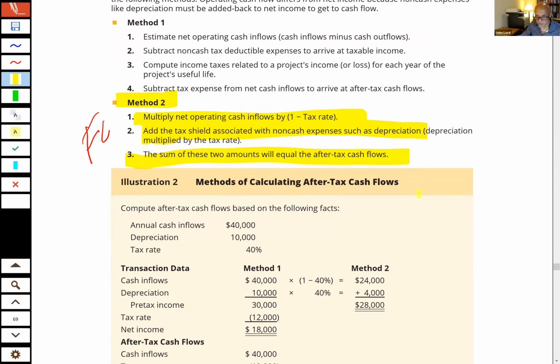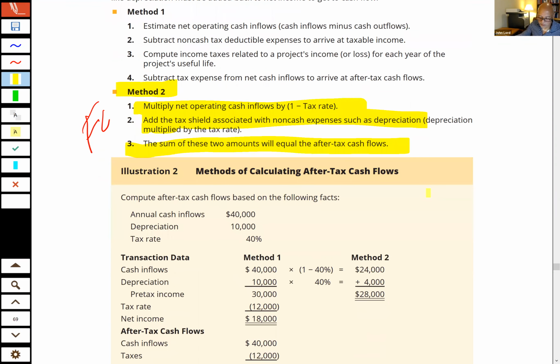So maybe it wasn't clear that by saying add, we meant to sum those two. Okay, so you just take a look at this method 2 using these facts. Annual cash flows 40,000, depreciation is 10, tax rate is 40. Okay, so in order to get the after-tax cash flows, we take what? We take the 40,000 and we multiply it by 1 minus the tax rate. That means that we're going to have to pay 40% tax on this annual cash flow.